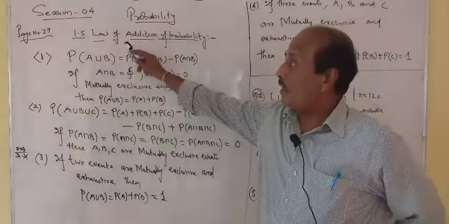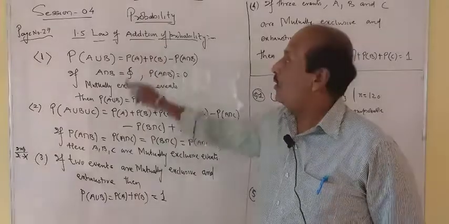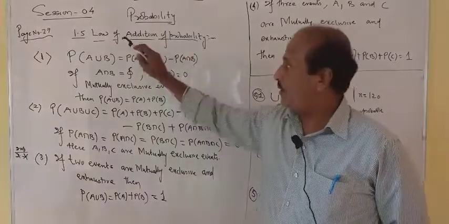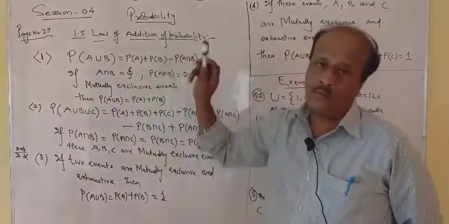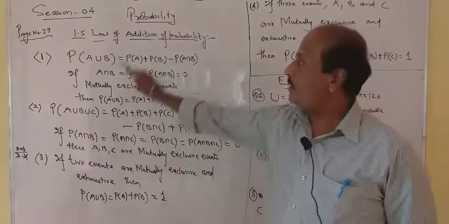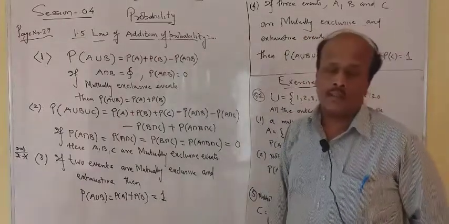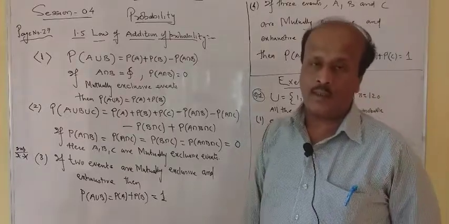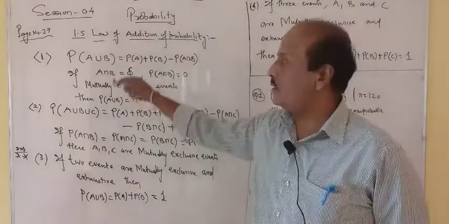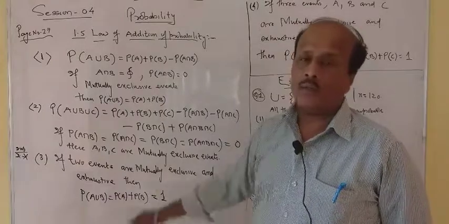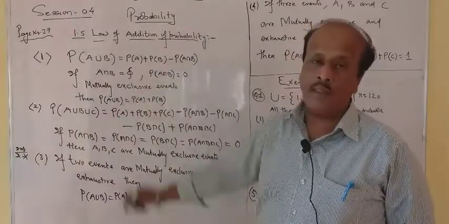The heading is article 1.5, law of addition of probability. Now why do they say addition? Because, as in the previous session I told you about intersection and union, this intersection and union are going to be converted into the form of addition.